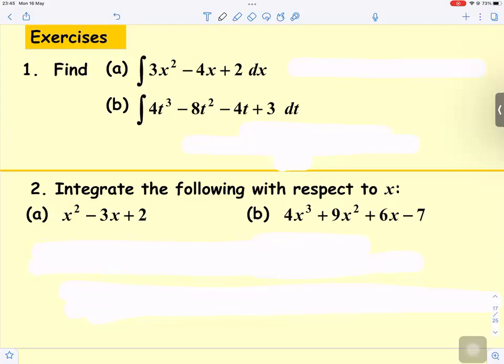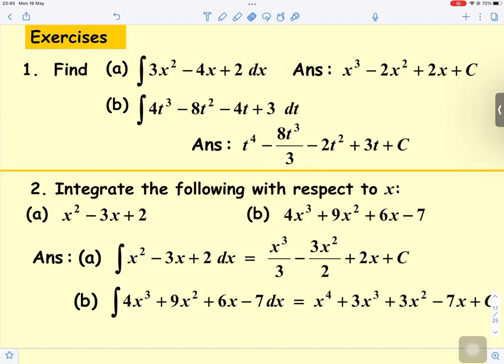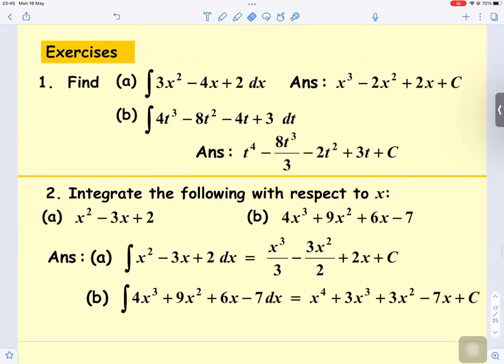Now it's your turn. Find the integral of 3x squared minus 4x plus 2, and the part A and part B. And then you do question 2A and 2B. And when you finish, you come back and check your answers. Welcome back. And here are the answers. So if you mark it and check the answers. So for the first one, x cubed minus 2x squared plus 2x plus c. For part B, that's the answer there. For 2A, that's the answer for 2A. And that's the answer for 2B.